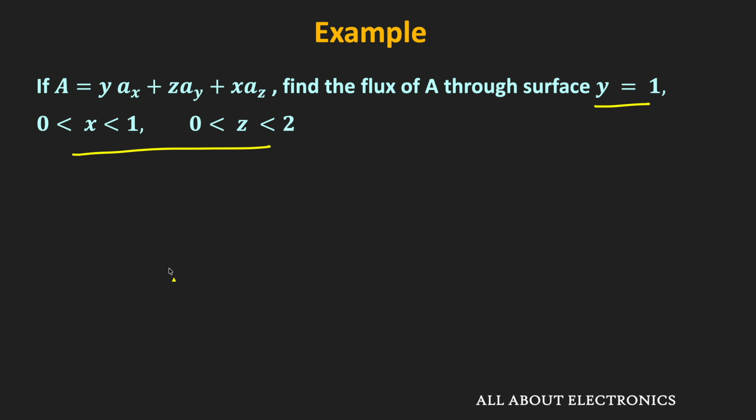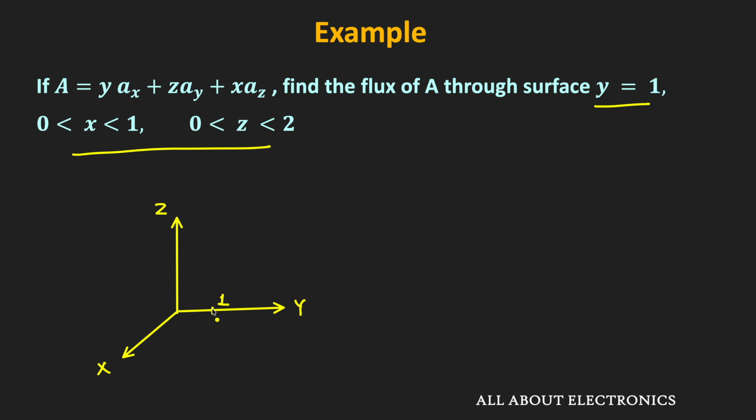If you see over here, the given vector field is given in Cartesian coordinates. So in the Cartesian coordinate system, first of all let us define the given surface. There are three axes, x, y and z. Let's say this is the x-axis, this is the y-axis and this is the z-axis. Here y is equal to 1. Let's say that is over here, and here x is varying from 0 to 1 while z is varying from 0 to 2.